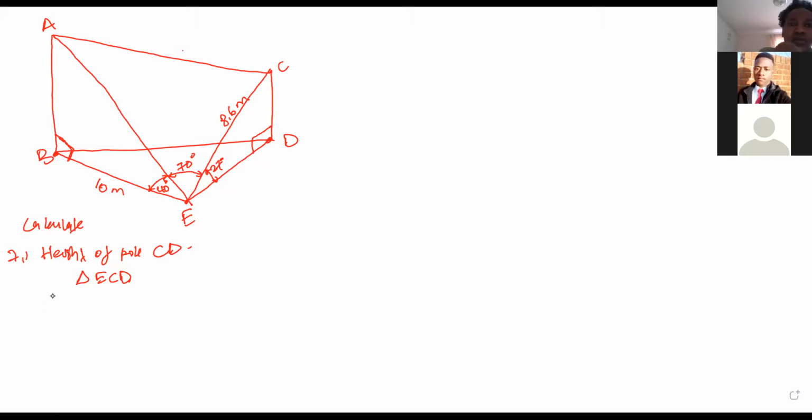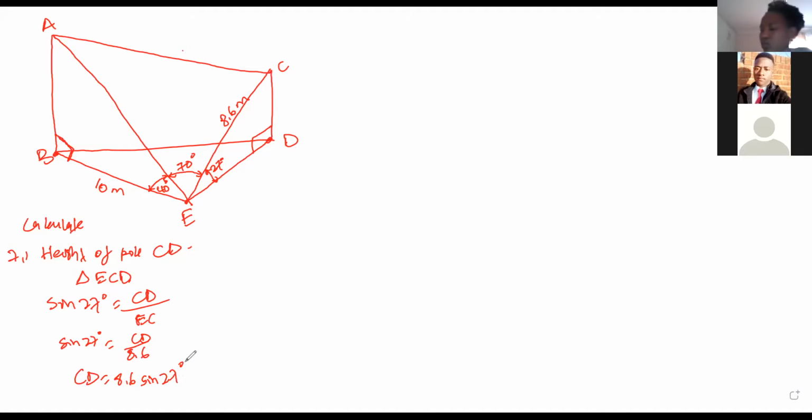So sine 27 degrees is CD over EC. That means sine 27 degrees equals CD over 8.6. Therefore, CD is 8.6 sine 27 degrees. So 8.6 sine 27 is 3.9. Therefore, CD is 3.9 meters. Just see if it's correct. Yeah. Okay. And then 7.2.